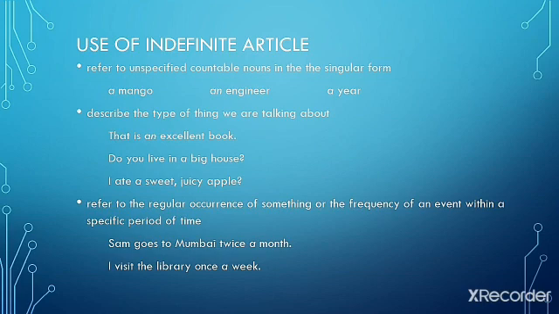Next, to describe the type of thing we are talking about. Example, this is an excellent book. Do you live in a big house? I ate a sweet, juicy apple. Also, to refer to the regular occurrence of something or the frequency of an event within a specific period of time. Example, Sam goes to Mumbai twice a month. I visit the library once a week.